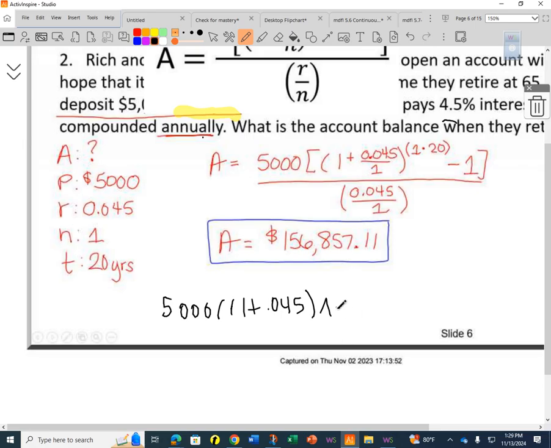All right, so now caret and 20, because 1 times 20 is just 20, minus 1, close that parentheses, and equal. Now the denominator, we're going to divide by, we would take parentheses if we were dividing, but it's just 0.045, and equal.